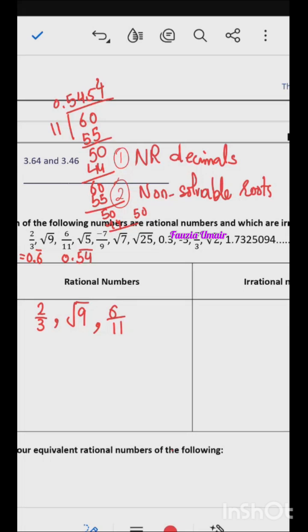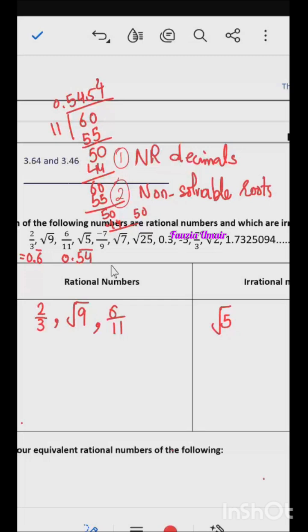Ma'am, square root of 5 is irrational. Why is it irrational? Because 5 is not a perfect square, so the root is non-solvable. Even if they are asking the reason in the paper, you need to answer like this. These are the reasons why some numbers are irrational, because either they are non-terminating, non-recurring decimals, or they are non-solvable roots. So these are the two reasons.